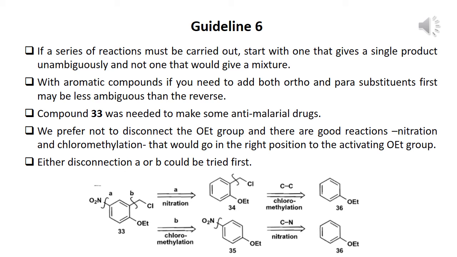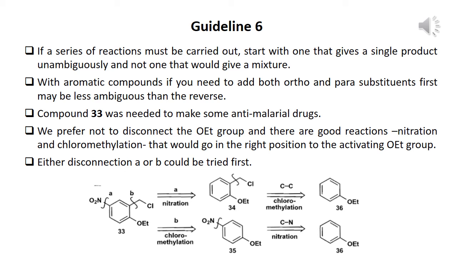So, the compound 33 was needed to make some antimalarial drugs. This is 33, and we needed it for making antimalarial drugs. We prefer not to disconnect the OEt group, and there are good reactions, nitration and chloromethylation, that would go to the right position relative to the activating OEt group. So either disconnection A or B could be tried.